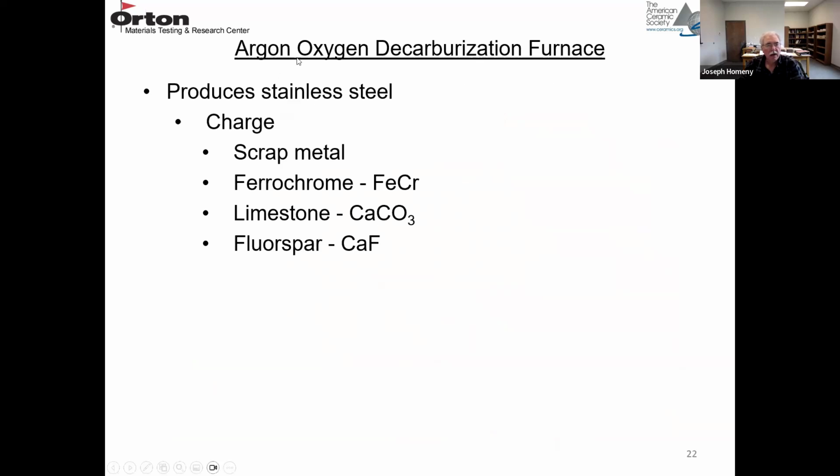The AOD vessel, argon oxygen decarbonization furnace. That's where you make stainless steel. The charge is usually a scrap metal. It can also be metal from an electric arc furnace, molten metal. And you add ferrochrome because you're adding chrome to iron to make the stainless steel. You're adding limestone to form the slag, and fluorospar, calcium fluoride, is fluxing the limestone, making it more fluid.